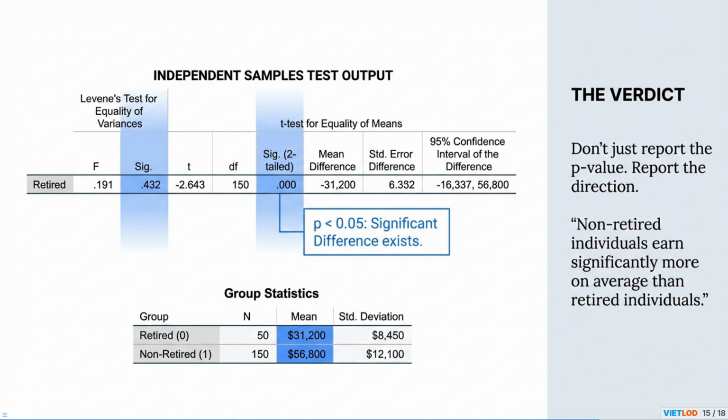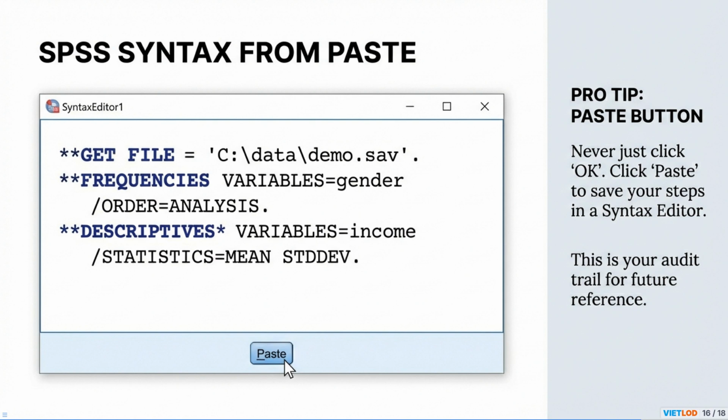The sig, two-tailed, column for the t-test shows a p-value of 0.000. Since this value is less than 0.05, we conclude that there is a statistically significant difference in mean income between the two groups. Finally, to understand the direction and practical meaning of this significant difference, we consult the group statistics table. Here, we see that the mean income for non-retired individuals is $56,800, which is substantially higher than the mean income of $31,200 for retired individuals.